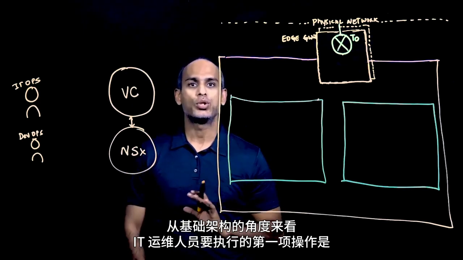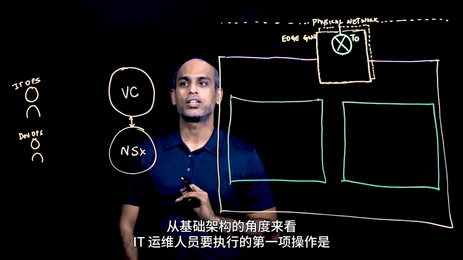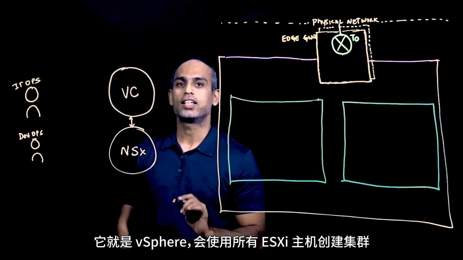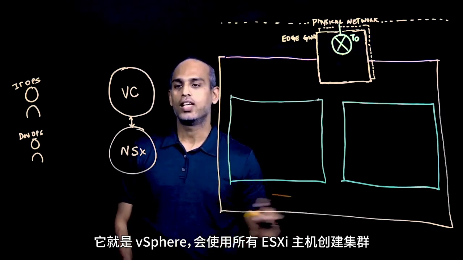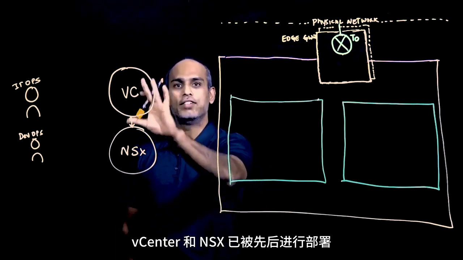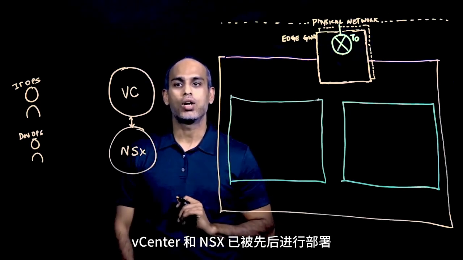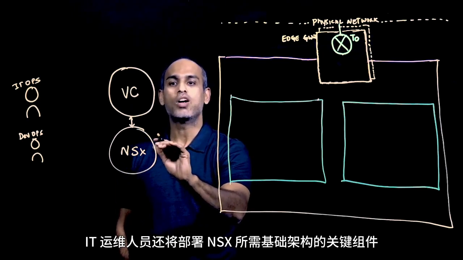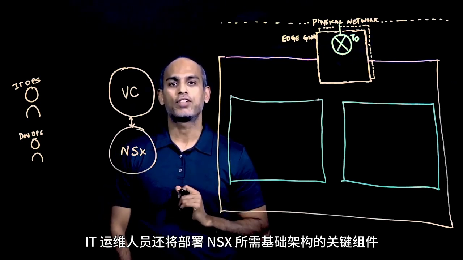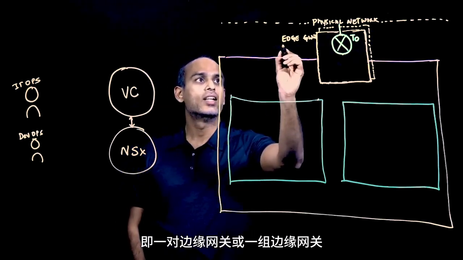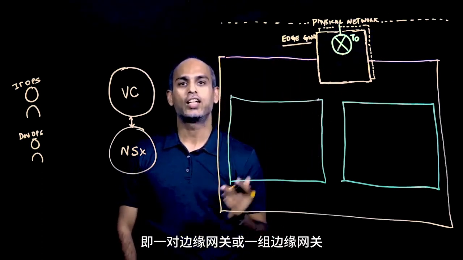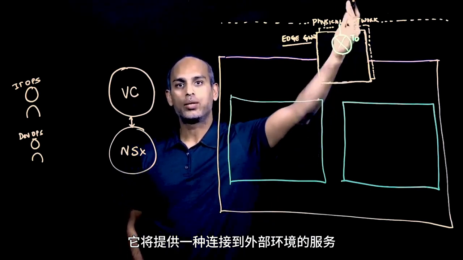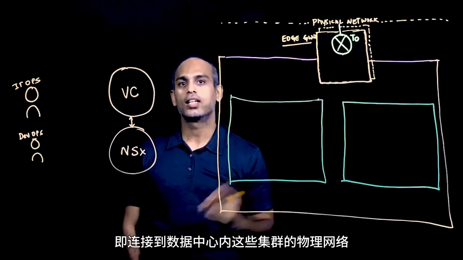First thing IT ops would do from an infrastructure perspective is set up their infrastructure with key SDDC building blocks, that is vSphere with all the ESXi hosts, create a cluster, a vCenter is deployed, and NSX is deployed. Now, as part of deploying NSX, IT ops would also deploy key pieces of infrastructure that NSX would require. That is a pair of edge gateways or a cluster of edge gateways. All it does is provide a service to connect to the outside world physical network to these clusters that are within the data center.